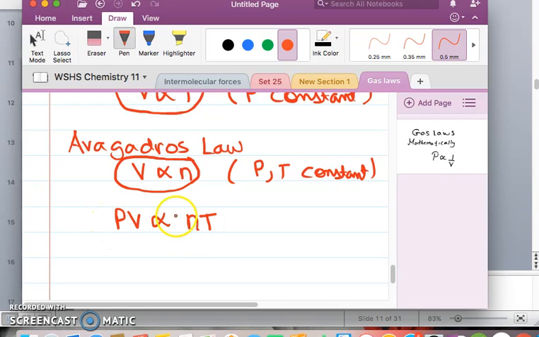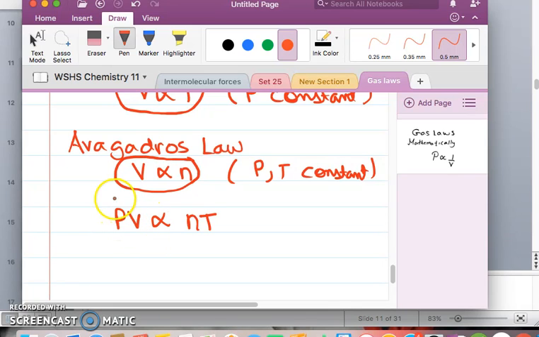If the pressure goes up, the number of moles has to go up. If the number of moles go up, the pressure should go up. If the temperature goes up, the pressure should go up. If I keep V constant, as the number of moles go up, pressure goes up. If I keep V constant, as temperature goes up, pressure goes up.